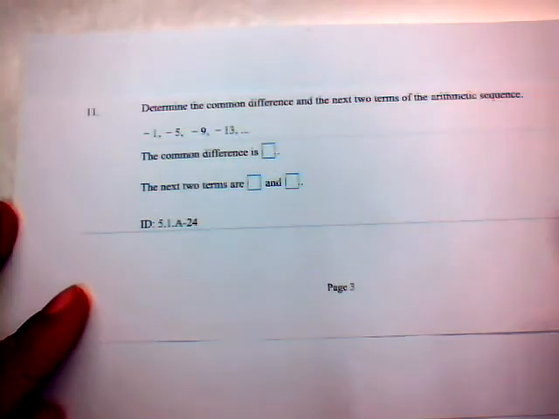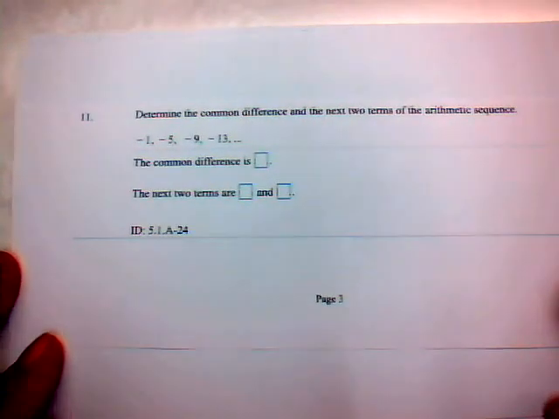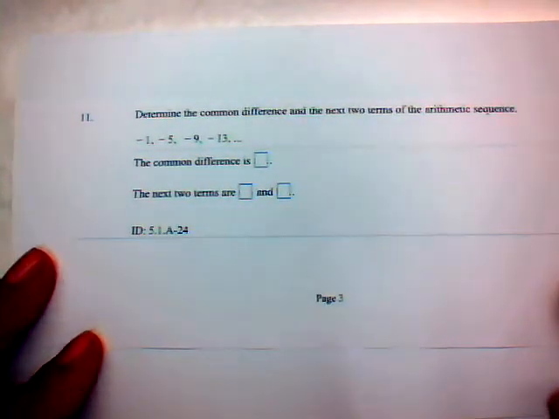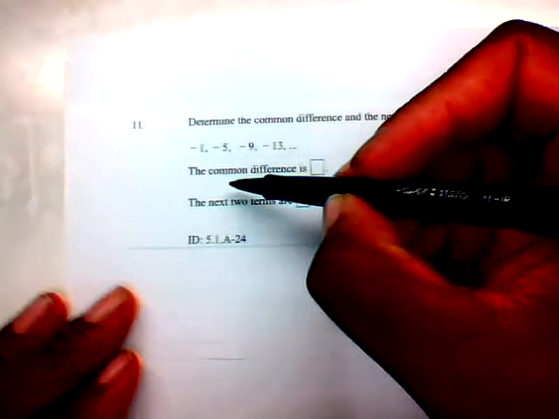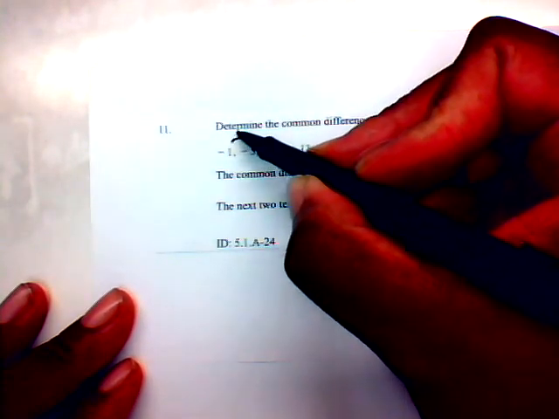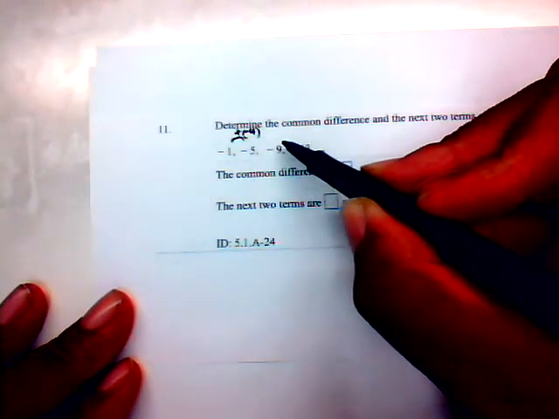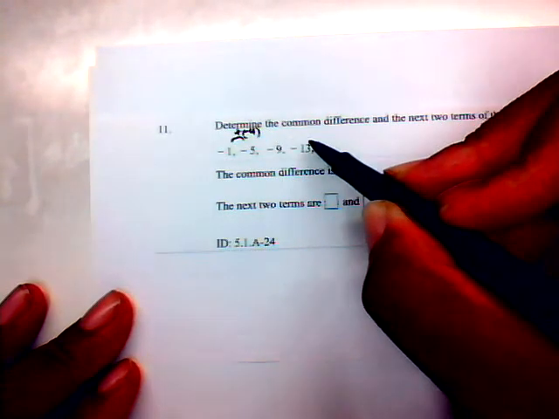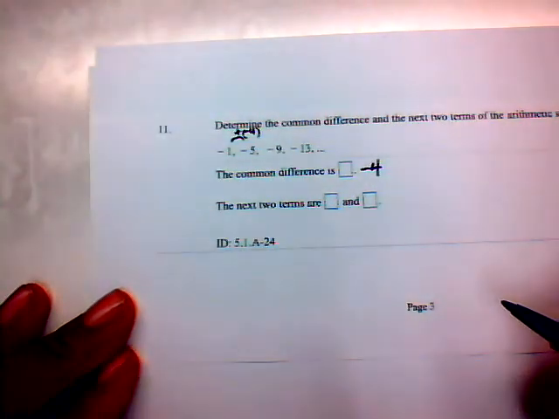Okay, number 11. Determine the common difference and the next two terms of the arithmetic sequence. We've got negative 1, negative 5, negative 9, negative 13. Well, let's look at the common difference here. From negative 1 to negative 5, we are adding negative 4. And we're adding negative 4 to negative 5 to get negative 9. Add another negative 4 to the negative 9, you'll get negative 13. So the common difference here is negative 4.